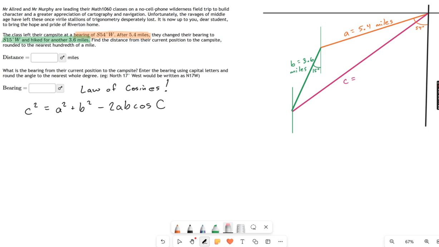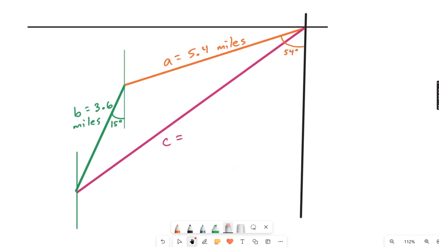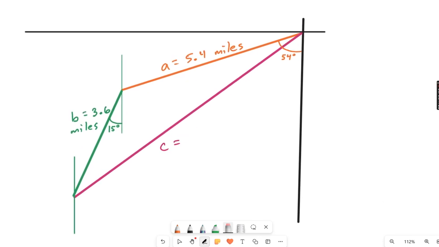Now, take everything from those directions, jump over here into the picture with me. I've put everything into this diagram. We're hiking 5.4 miles south 54 west, and then going 3.6 miles south 15 degrees east. And what I want to point out is that this line right here is a transversal that cuts two vertical lines, the green and the black. And that transversal creates opposite angles. If you remember from geometry, that means this right here is 54 degrees.